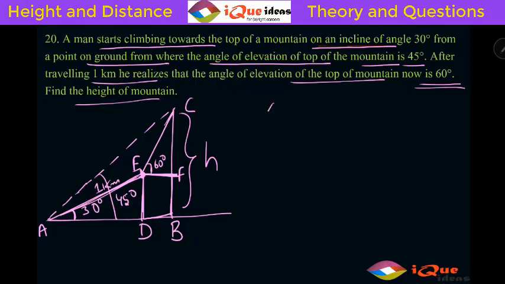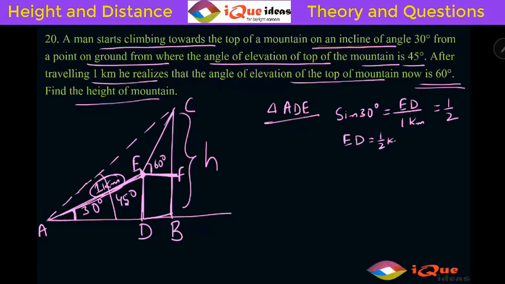First, look at the triangle ADE. In that triangle, you have this angle 30 degree and this hypotenuse given as 1 kilometer. So what we can do in this question is, we can take this as sine 30 degree. Now sine 30 degree will be opposite side, that is ED, divide by hypotenuse, that is 1 kilometer. Now sine 30 is 1 by 2. So we have ED equal to 1 by 2 kilometers. Perfect.